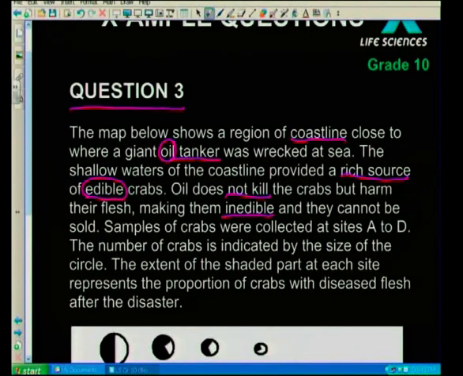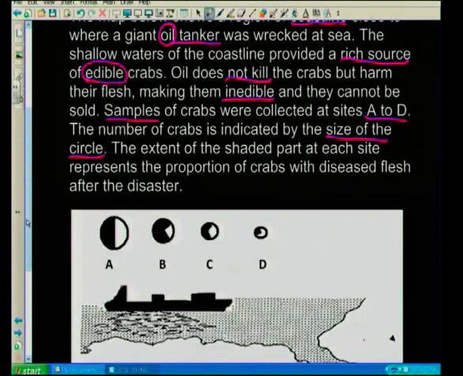So these crabs are inedible, which means that humans cannot eat them. So the crabs don't die, but it's going to affect the humans. Right, and they cannot be sold. So no money because they can't sell their crabs. Right, samples of crabs were collected at sites A to D. The number of crabs is indicated by the size of the circle. I'm just quickly going to move down to this diagram so you can see the size of the circle. Right, so there's a big circle and the smaller circle, and it gets smaller and smaller.